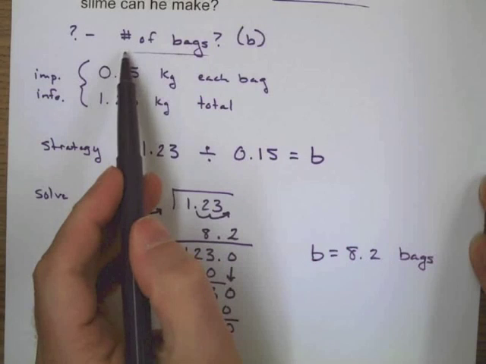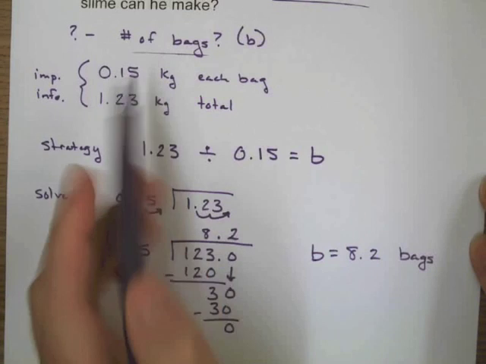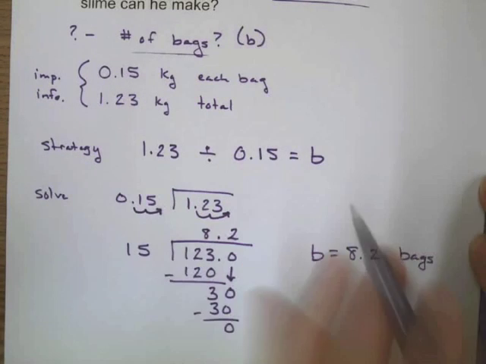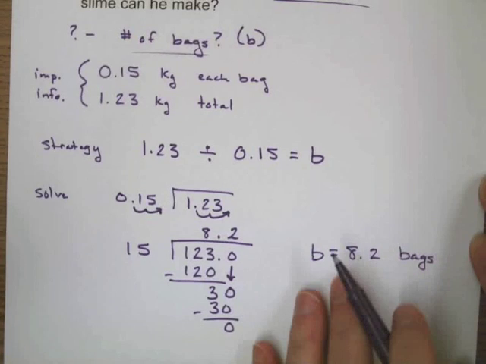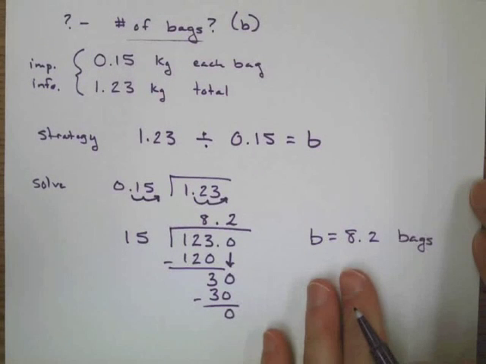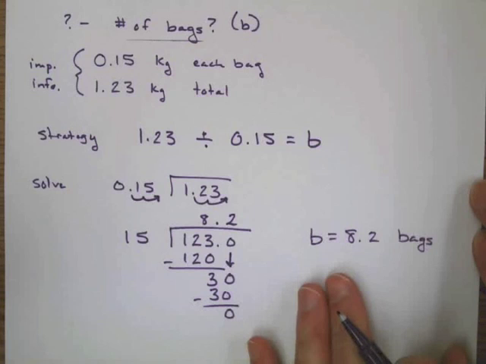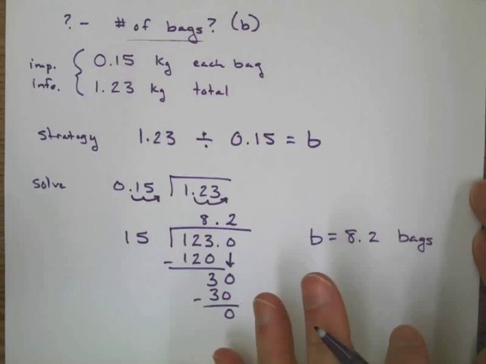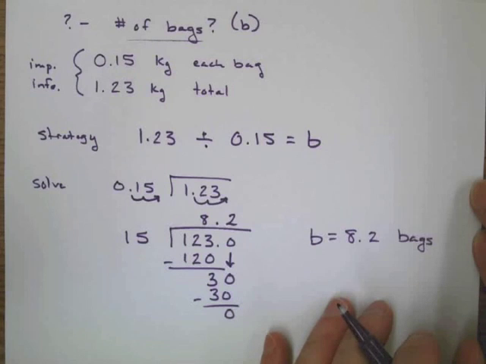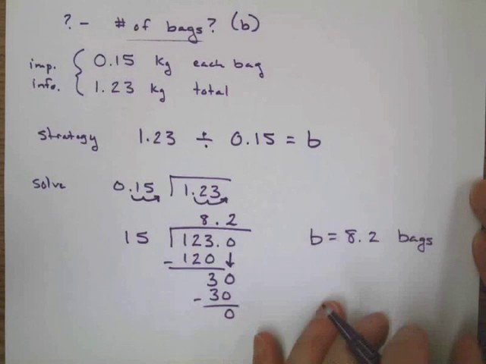Because we're going back to our question, we want to know the number of bags. And this is going to help us determine what we do with this solution. Do we keep it as an exact answer? Do we round it up? Or do we round it down? Those are sort of our three options when it comes to working with quotients, which are answers to division problems.